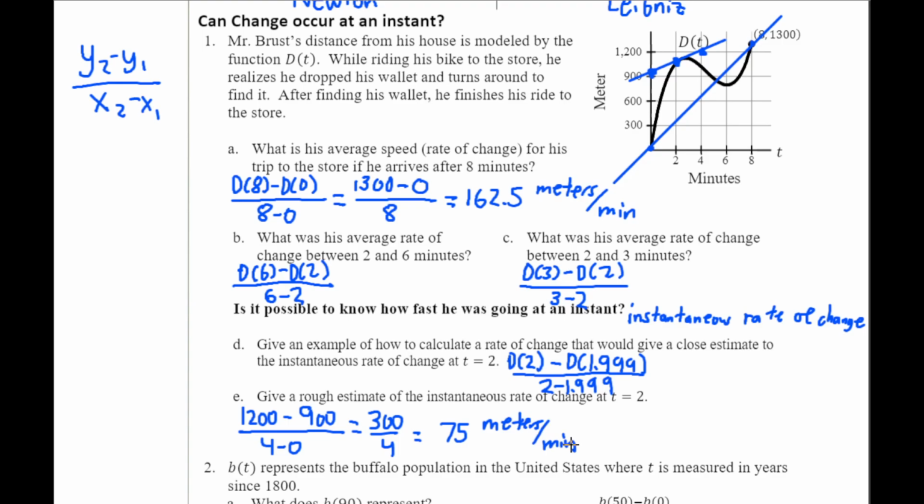So this answer could vary based on how you drew the estimate of the tangent line, and also depending on what 2 points you picked. So if you got a different answer, that's totally fine, as long as it's somewhere close-ish to it.